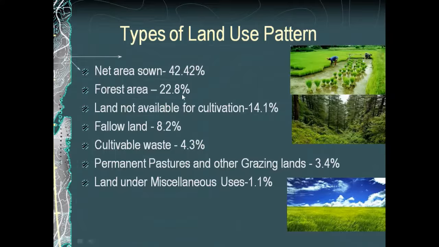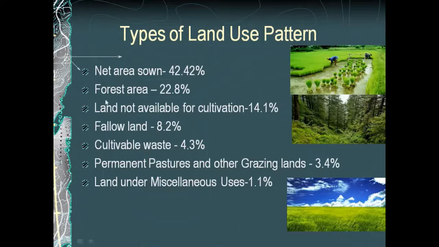Forest area, 22.8% of the land is covered by forest. This forest area is high in Andaman and Nicobar Islands and northeastern states, as I told earlier. And it is least in Haryana, Punjab, Rajasthan and Gujarat.